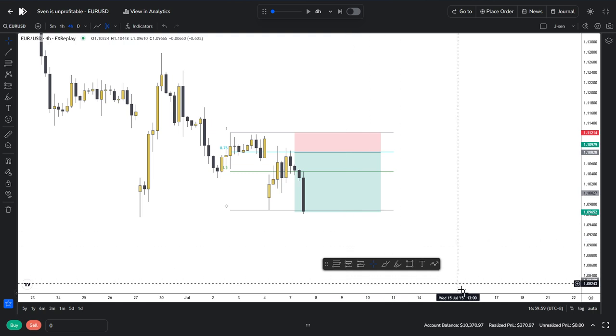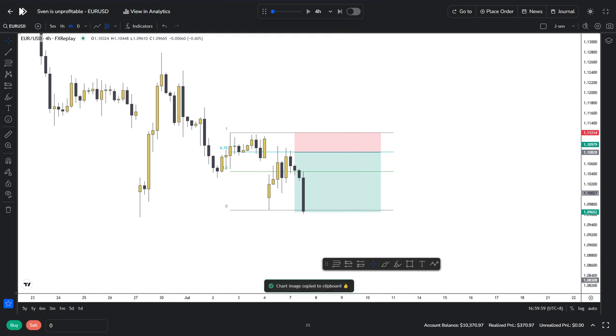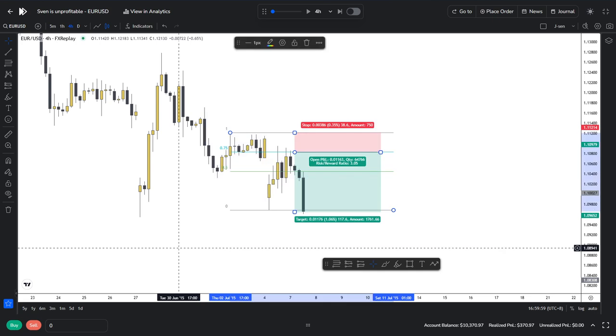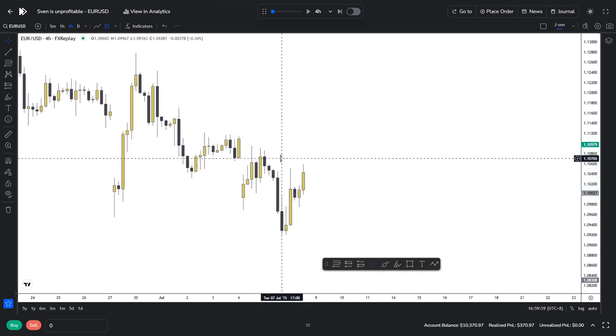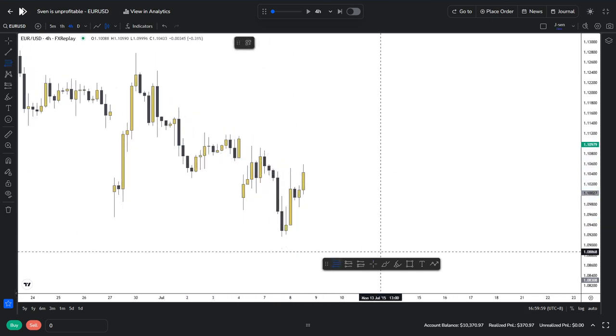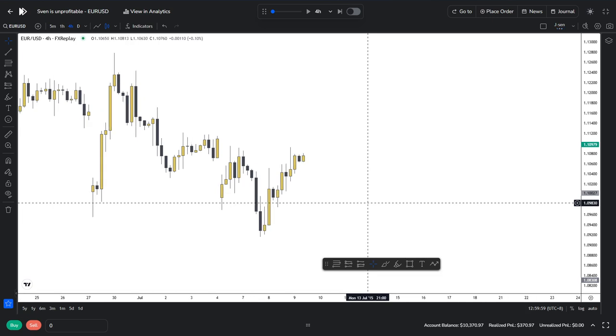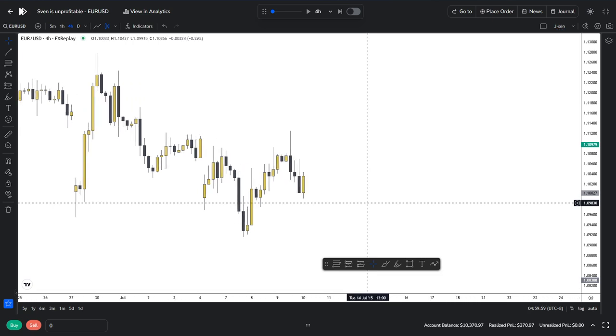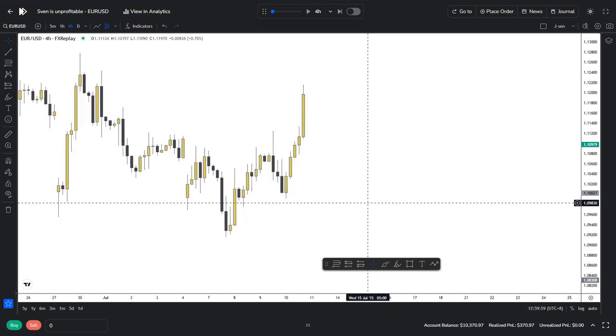Why did it tap? Oh, that's break even. Break even. There we go. We missed out on another trade that would have been a break even too, I think. Sometimes I'll skip ahead too fast as well.